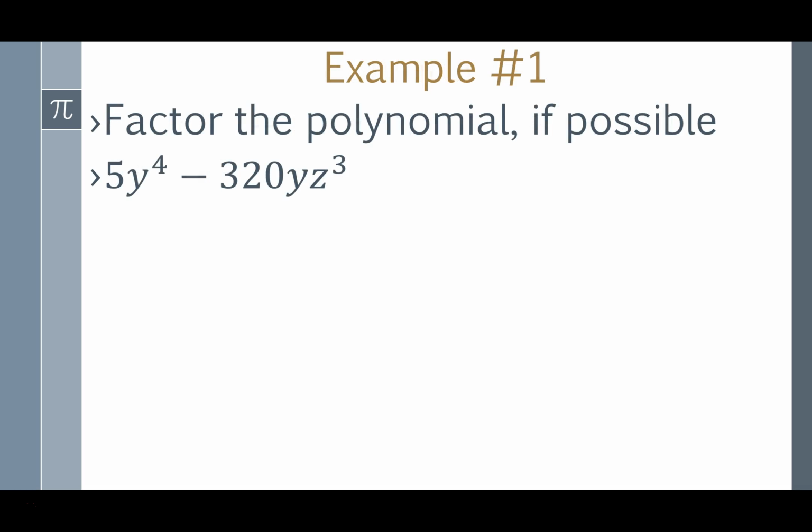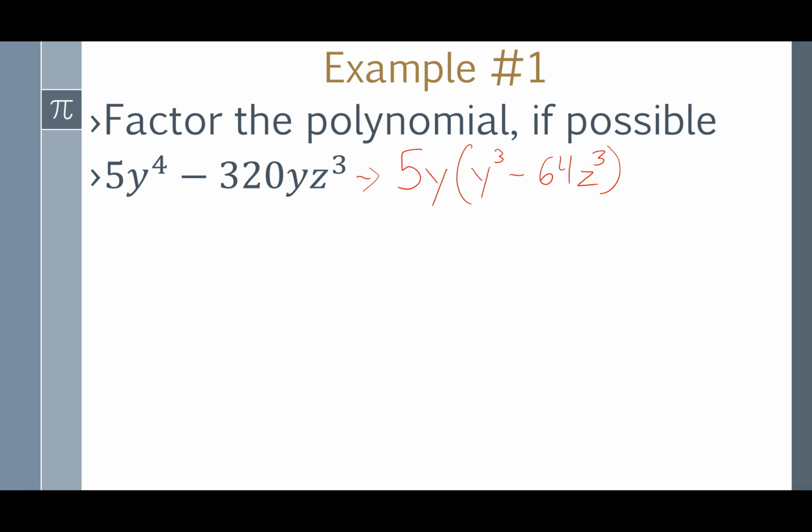So if we want to factor the polynomial as far as possible, we need to see, well again, as always, what do they both have in common? So currently we are subtracting two expressions. Neither one is a perfect square, and neither one is a perfect cube. However, we know both terms have a 5y in common. So I can take out 5y, which leaves y cubed in the first term, and then minus a 64z cubed for the second term.